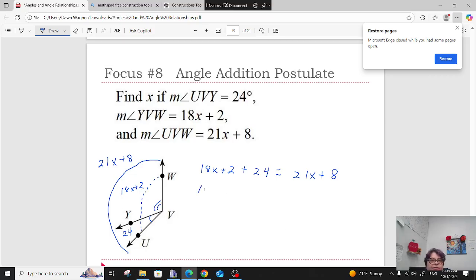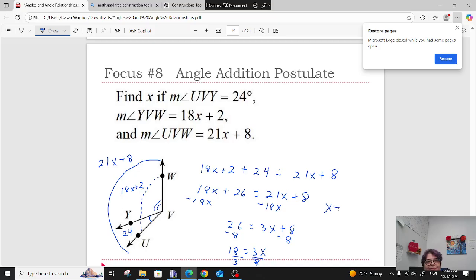Well, combine your like terms. 18x plus 26 is equal to 21x plus 8. I need to subtract x to get it all on one side. So I subtract 18x. I get 26 is equal to 3x plus 8. I subtract 8. I get 18 equals 3x. I divide by 3. X is equal to 6.